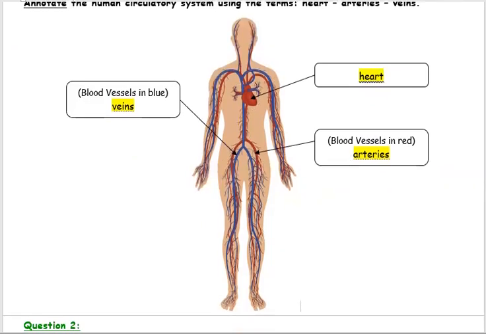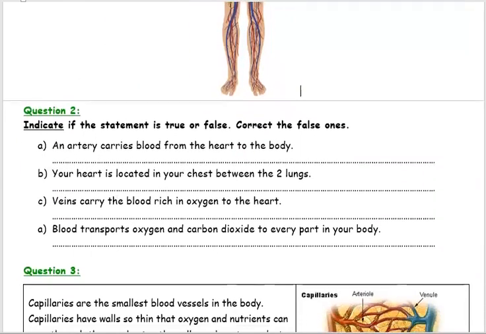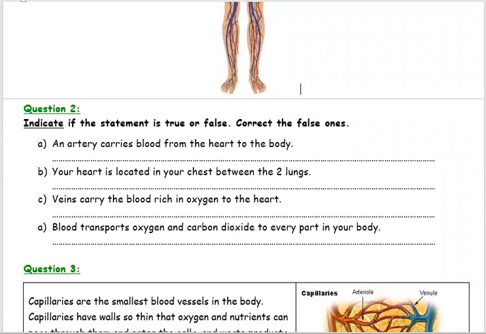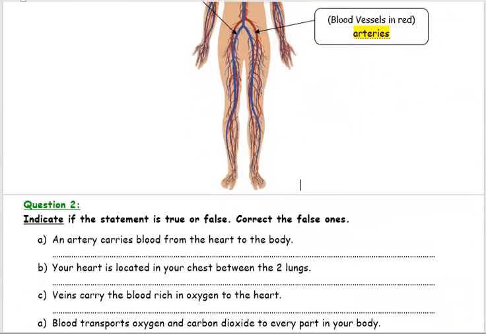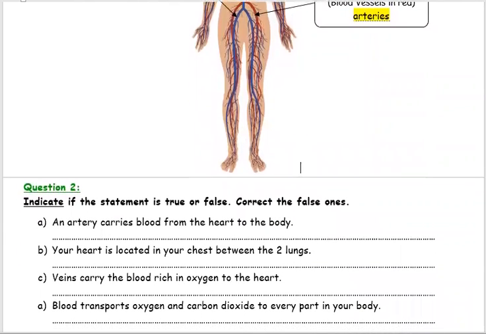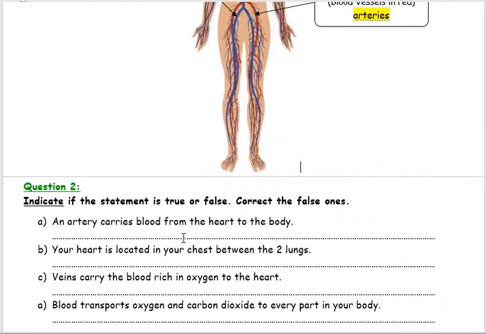Question number 2. Indicate if the statement is true or false, and we have to correct the false statements. An artery. So we're talking about the red blood vessels, the blood vessels colored in red. An artery takes the blood from the heart to the body. Did you say true? So you're right. That's true. The arteries are the blood vessels taking the blood rich in food and oxygen to the body parts.